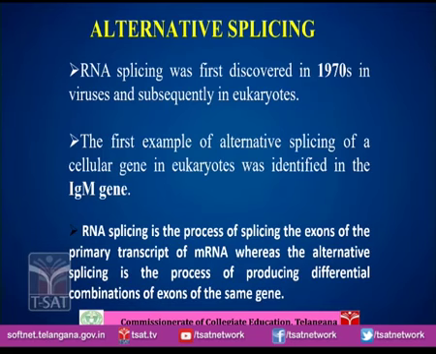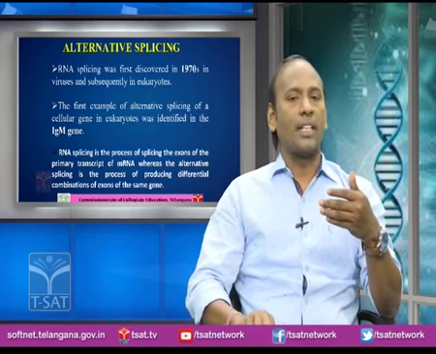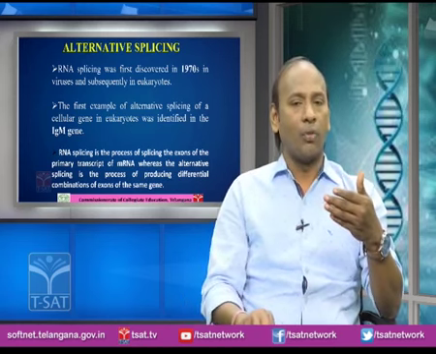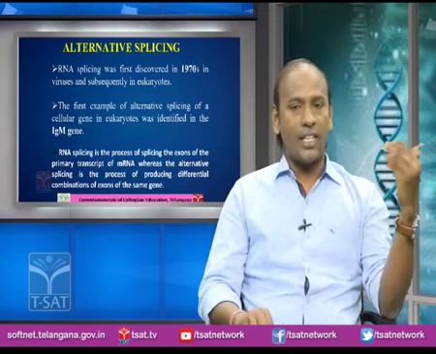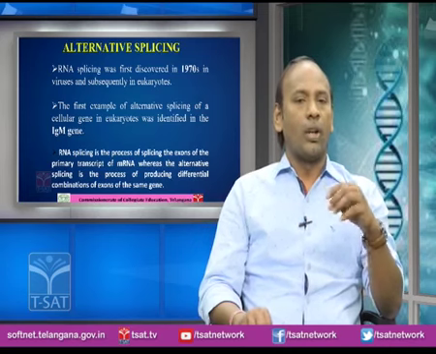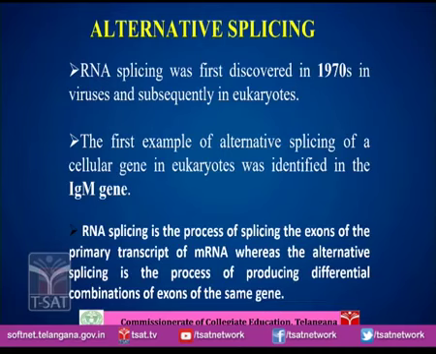The next mechanism is called alternative splicing. Alternative splicing was first identified in viruses, and later also identified in eukaryotes, first discovered in the 1970s. The first alternative splicing mechanism was reported in the IgM, immunoglobulin M gene. So you can understand what splicing is and what alternative splicing is. There is a difference between alternative splicing and splicing.